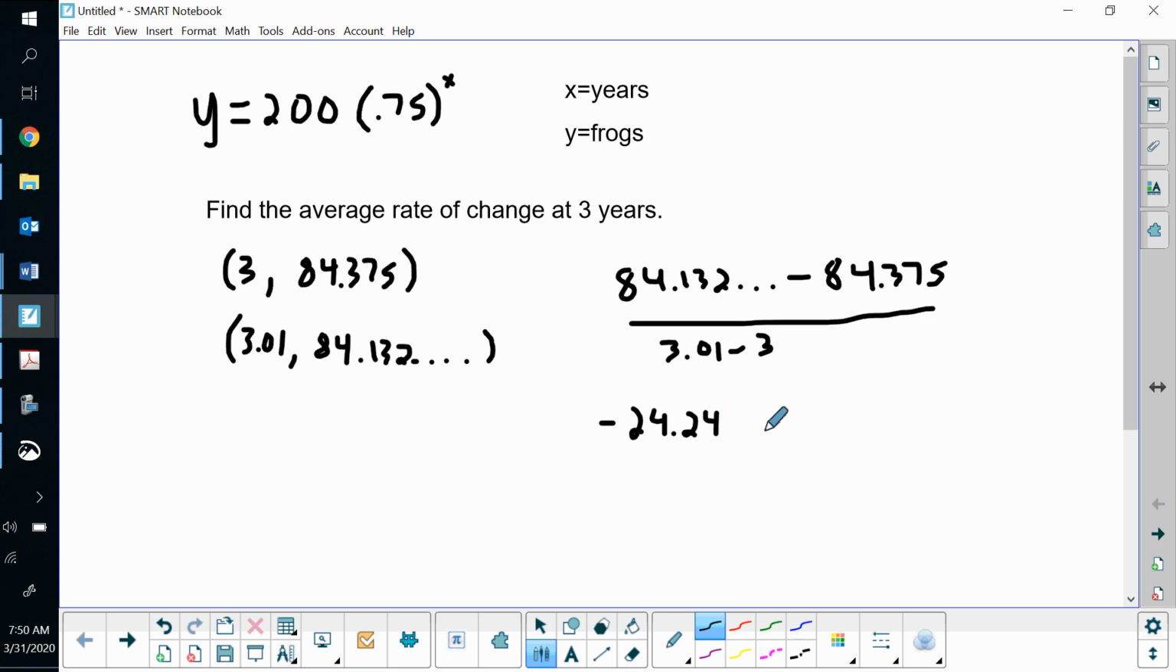Now we need units on this. A rate is always something per something. Like when you drive, your rate is miles per hour. It's always whatever the y units are, because they're on top, per the x units. So in this case, we would have frogs per year.